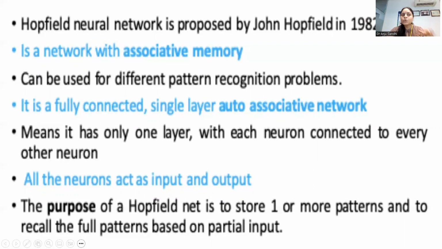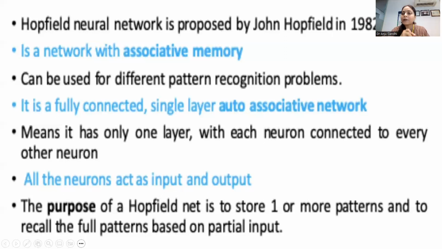Now, what is the use of the Hopfield neural network? Why are we studying it here? As we know, the main task of machine learning is to recognize patterns. We have to recognize the patterns, and then tell that this is pattern A, this is pattern B, this is pattern 1, 2, and so on. This is the face of Dr. Anju Gandhi, this is the face of Janvi, this is the face of Dhruv, this is the face of Hardik. We are recognizing the patterns.